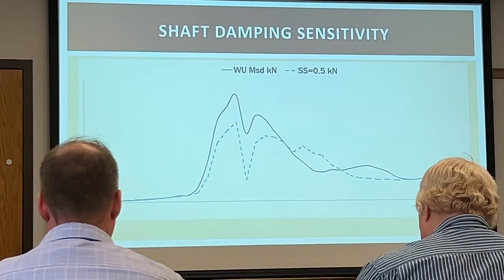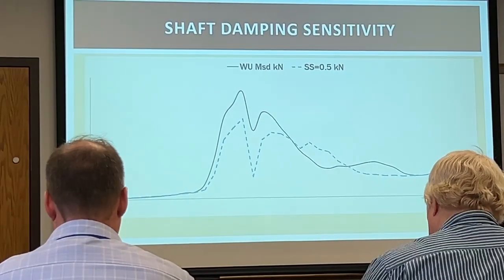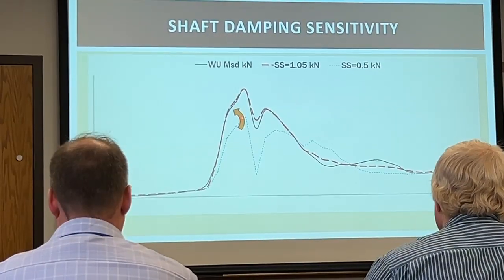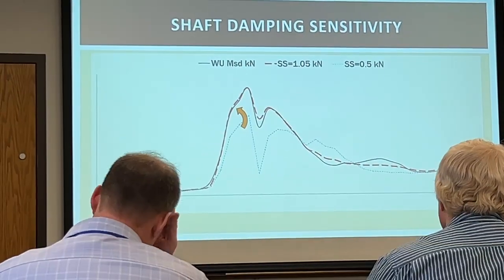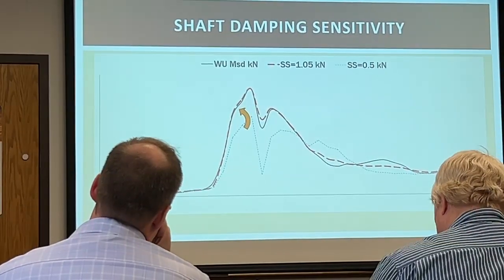Same thing with shaft damping. Higher shaft damping means we're pushing higher resistance values. So that would be 0.5. If I increase it, it will push more or less everything up linearly, more or less throughout the entire length of the record.